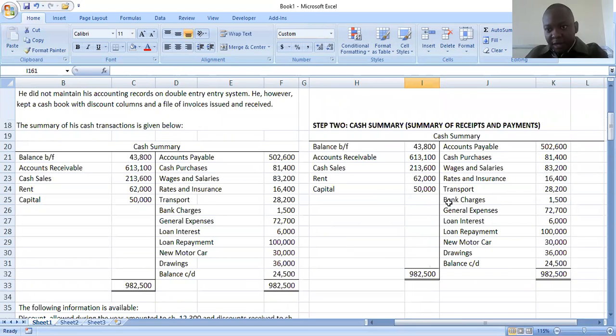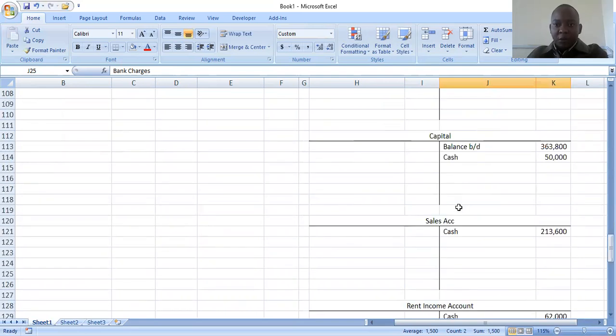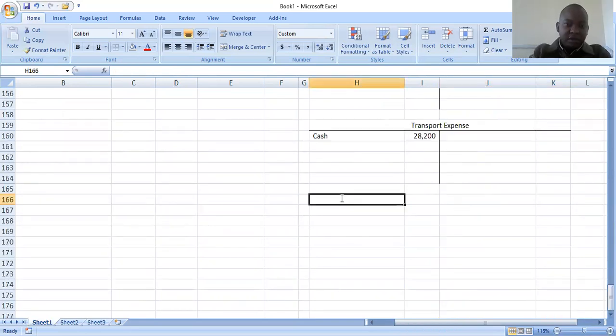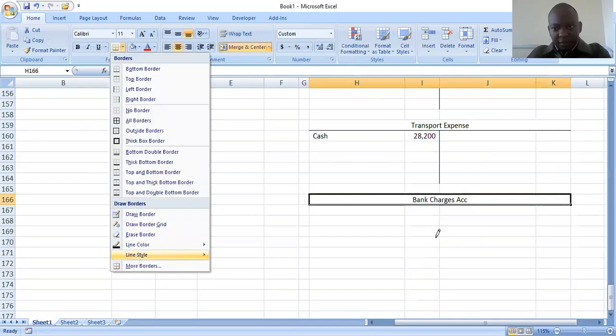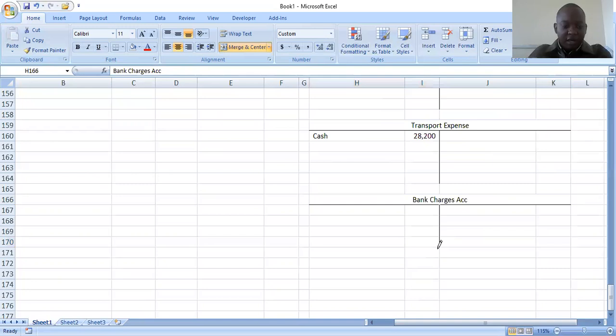The other item we have is bank charges. Bank charges, in this case, have been credited in the cash book, so you ought to have a debit, and in this case, the bank charges account. So therefore, we open the bank charges account. The bank charges account, and debit.